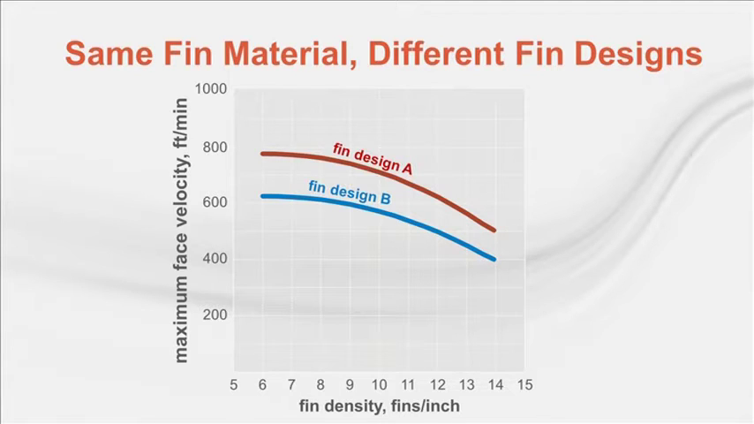First of all, you can see that moisture carryover is more challenging at higher fin densities, where the fins are more closely packed together. So with more fins per inch, you may need to select the coil for a lower coil face velocity. But this chart also demonstrates the impact of the fin surface design. In this case, the fins are made of the same material, but fin design A is engineered to perform at higher coil face velocities without moisture carryover.